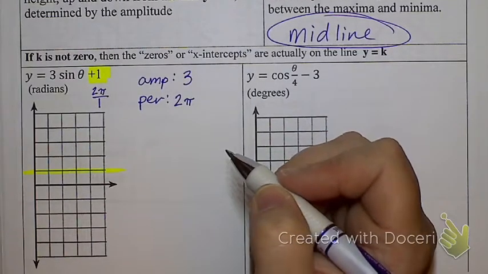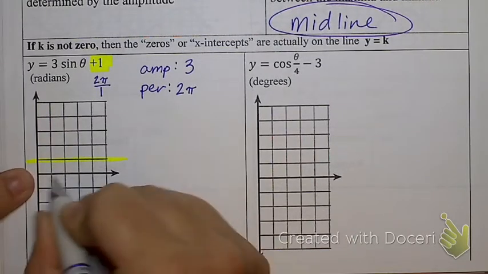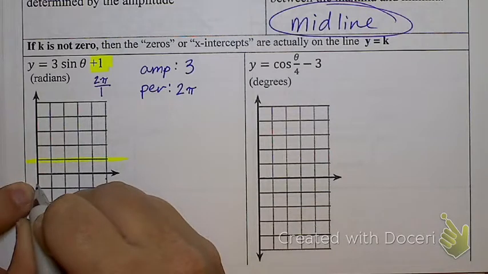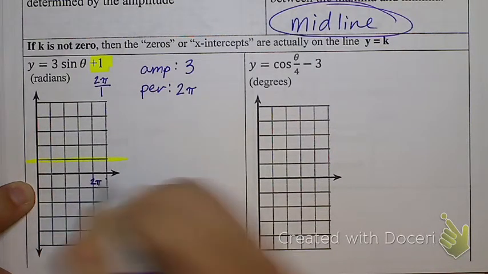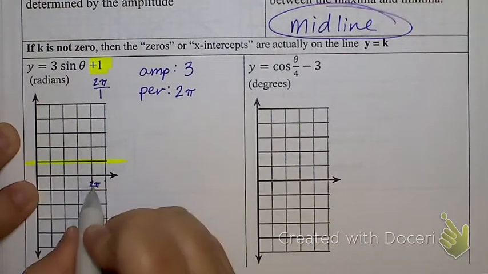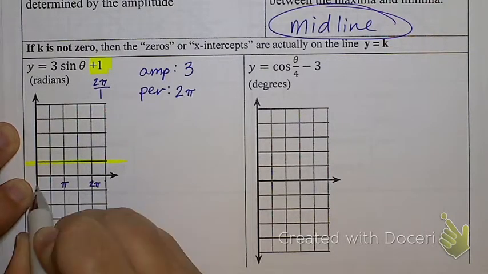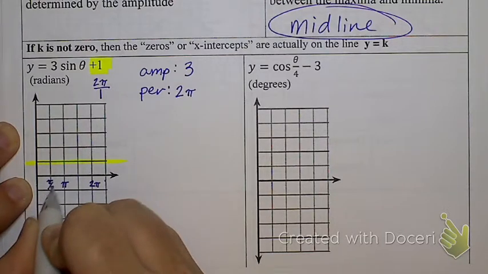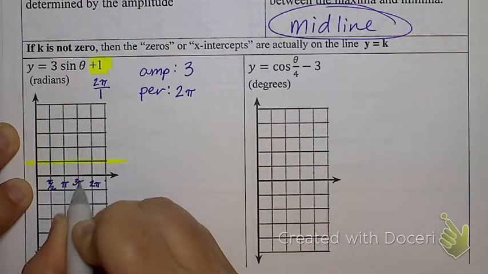Questions about that so far? All right. So I'm going to label your x-axis, not your midline. This is 2 pi. Oh, hang on, I think I got an extra line. 1, 2, 3, 4. It's the 4th line out. Always, that's your period right there. Now I find the halfway point. What's halfway from 0 to 2 pi? Pi. What's halfway from 0 to pi? Pi over 2. And what's halfway between pi and 2 pi? 3 pi over 2.